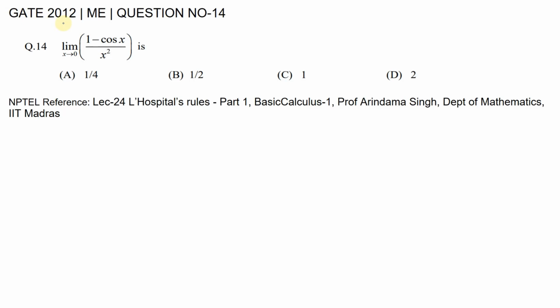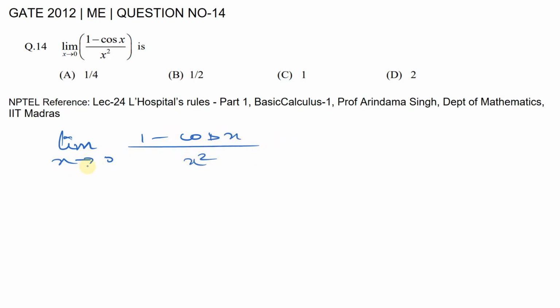This question is from GATE Mechanical Engineering of 2012. This is question number 14. The question is limit x tends to 0, (1 minus cos x) upon x squared. So we need to find this limit. Let's write down the limit here. Limit x tends to 0, (1 minus cos x) upon x squared.